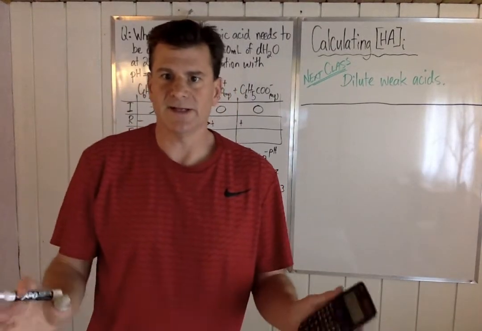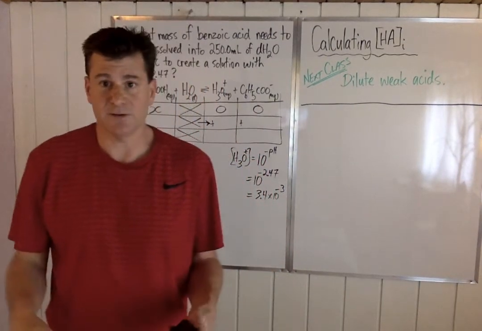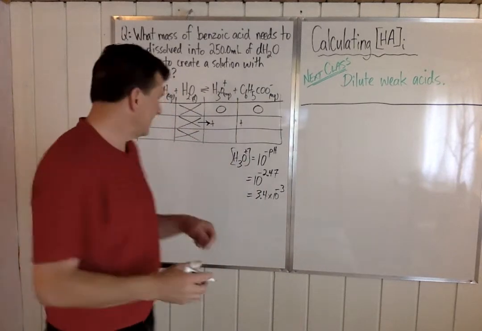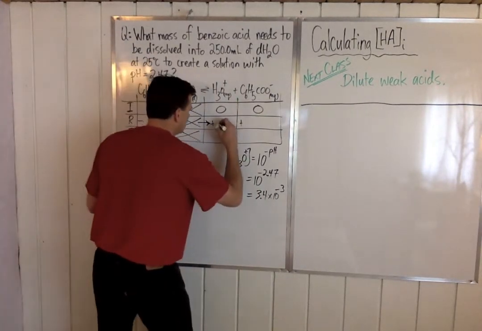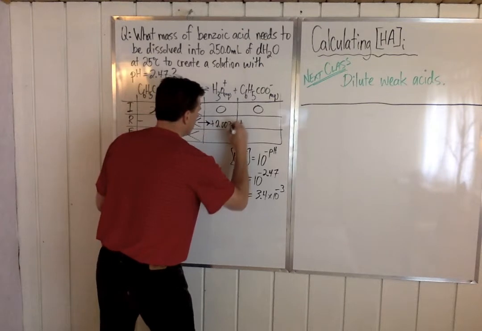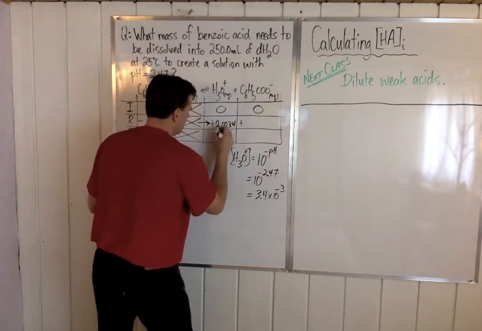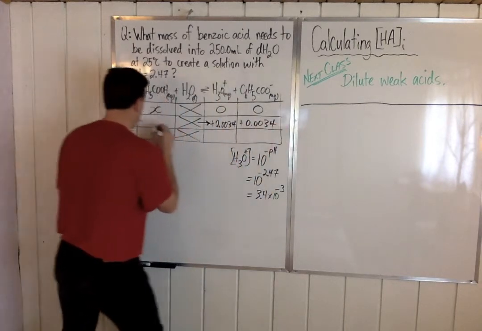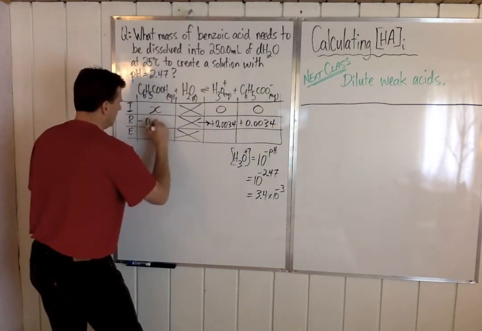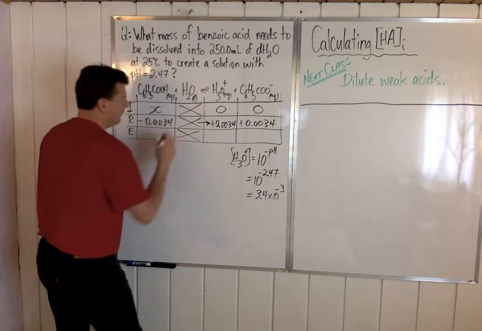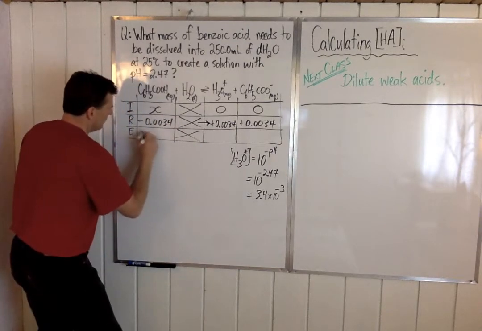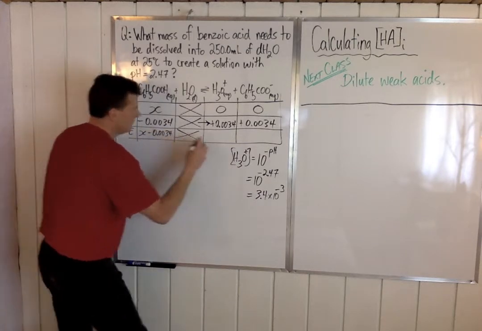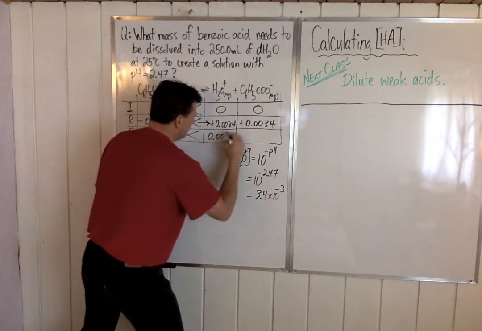I don't particularly like scientific notation. If I can take it out of scientific notation, I do. And so I'm going to take this out of scientific notation when I put it in my table. So 0.0034. So the E line is just completing that math. And this is pretty simple.